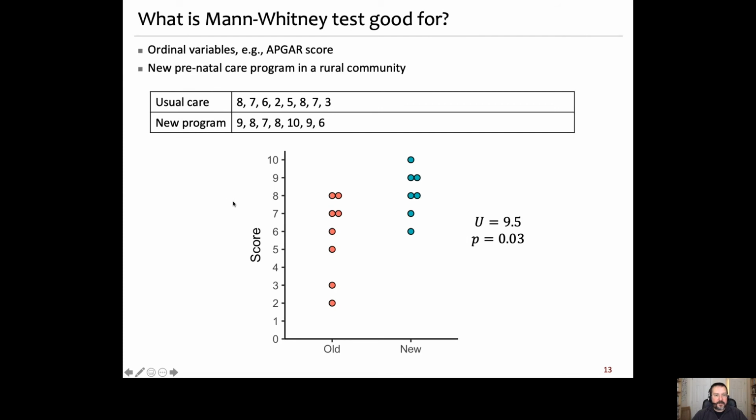This example comes from a new prenatal care program in some rural community. Under the usual old prenatal care program, the scores received were like this. And then under the new program, they were increased, they were improved. And we can use the Mann-Whitney test to compare the old and the new program. And the p-value here is 3%, telling us that the new program is indeed better than the old program.